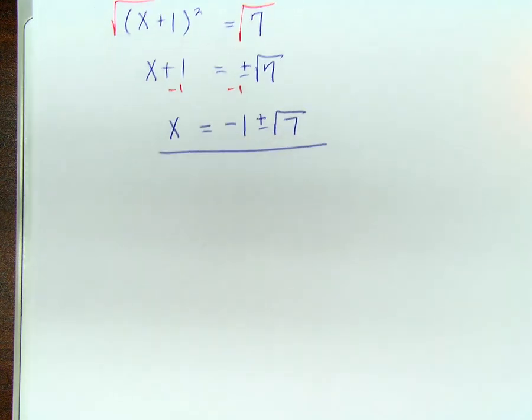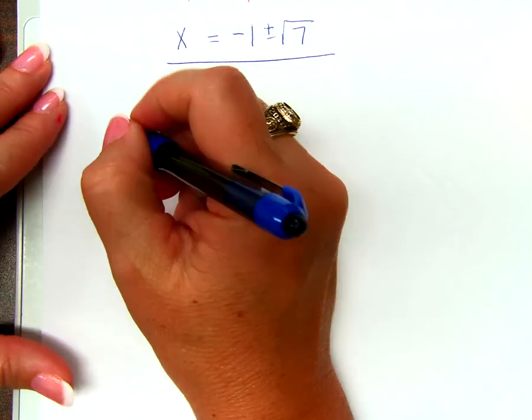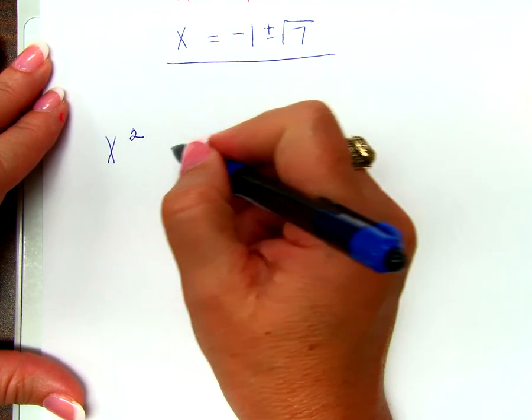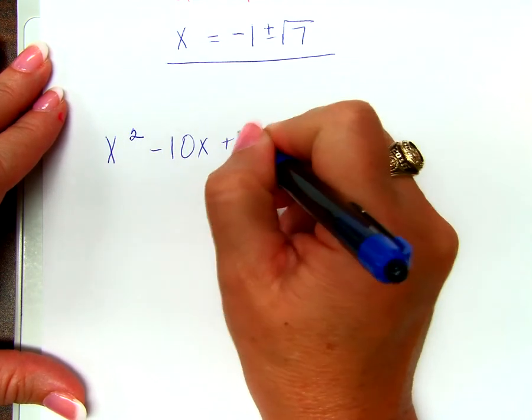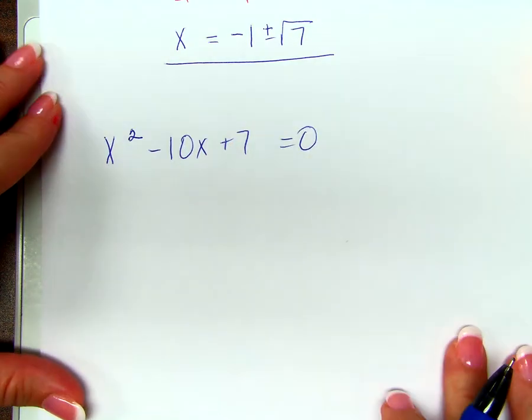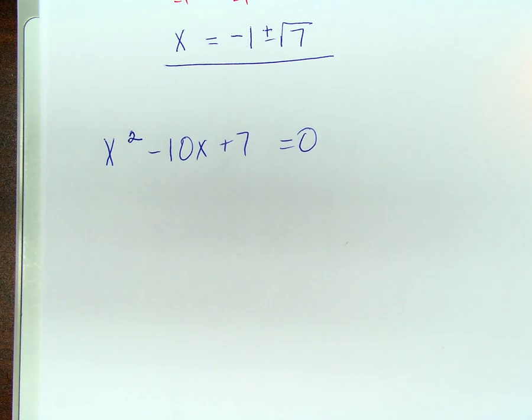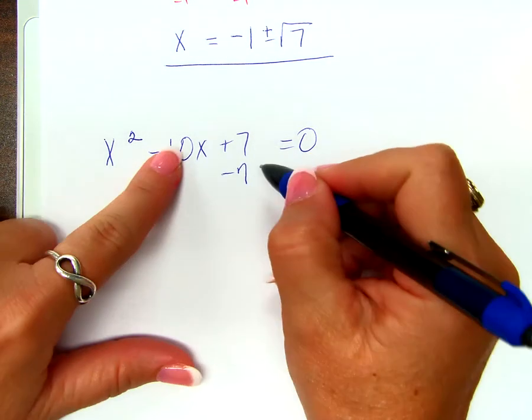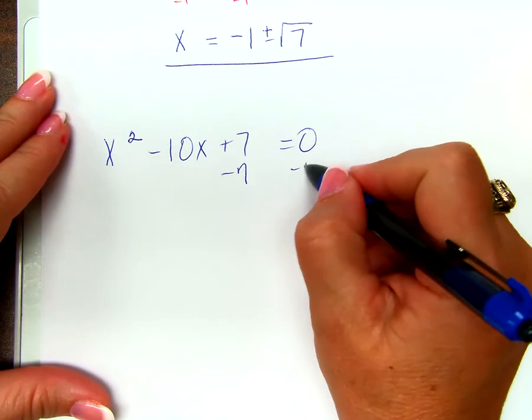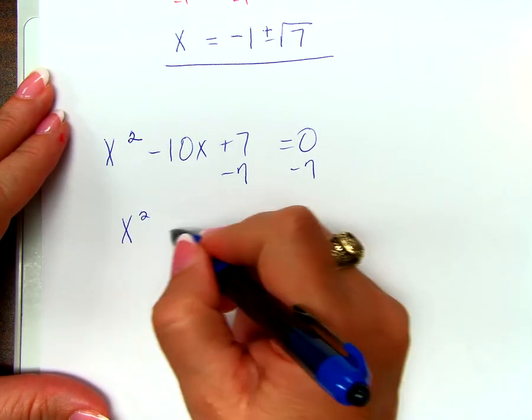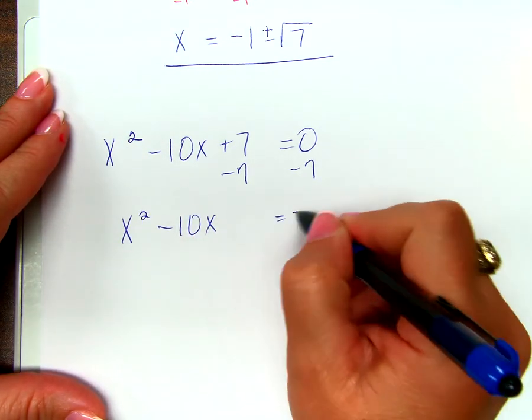You ready for another one? Okay. X squared minus 10x plus 7 equals 0. So what do I want to do first? Subtract my 7. I want to get these two by themselves, right? So I have x squared minus 10x equals negative 7.